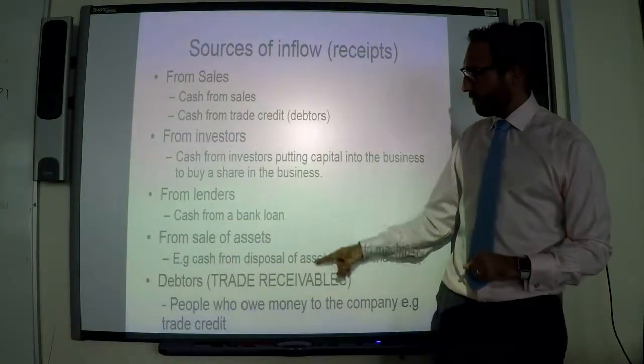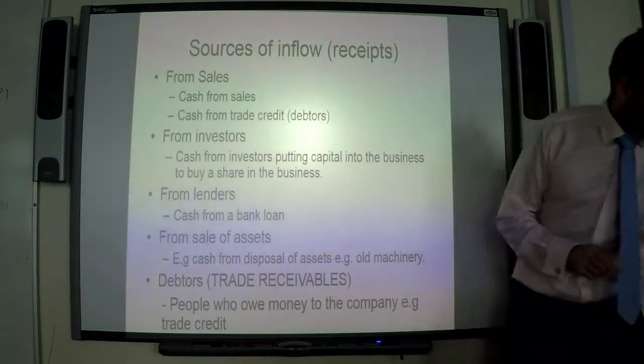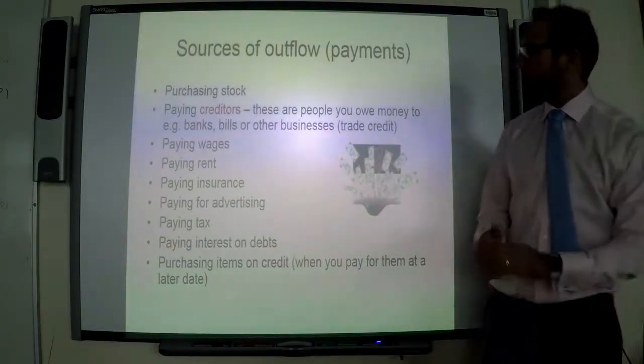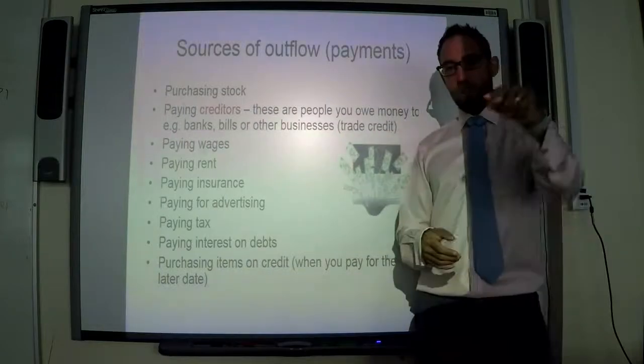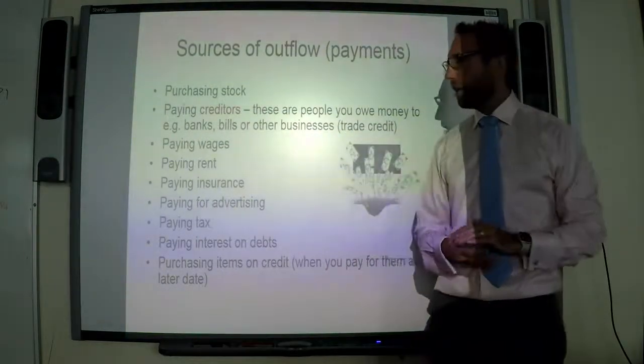So cash flow forecast, really important. You must not mention profit. Cash flow forecasts do not show profit or loss. They just show inflow and outflow of cash.